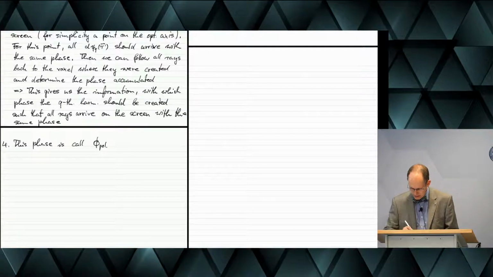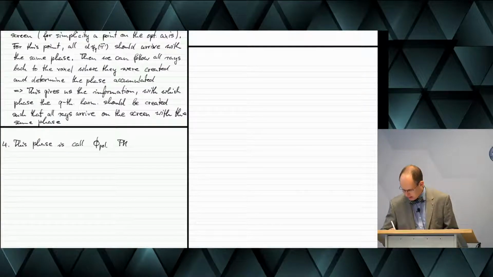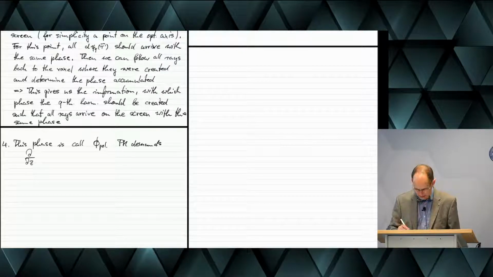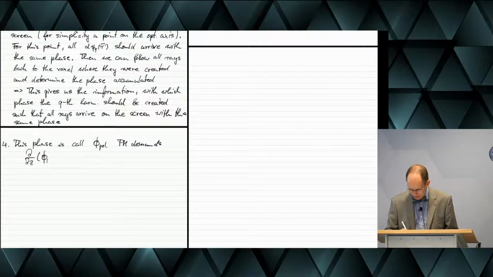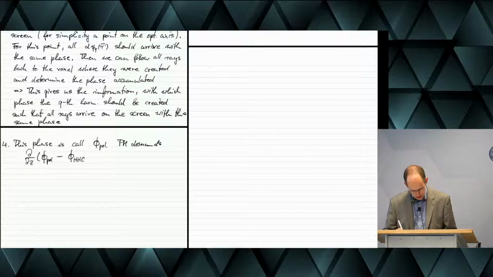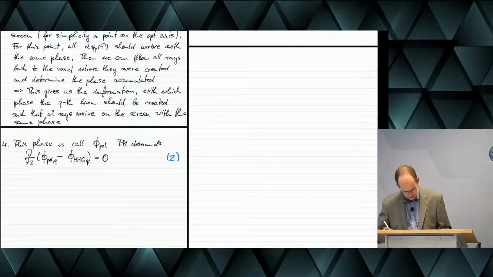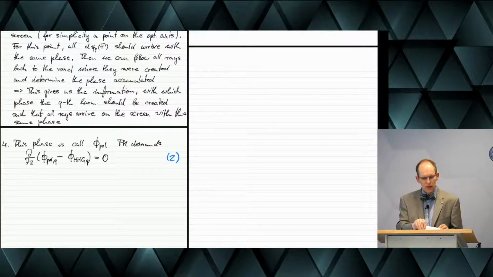And phase matching demands simply that the derivative, and if we look just on the optical axis, then it's just the derivative with respect to z of phi polarization minus phi high harmonic generation, for the qth harmonic I could add, but sometimes I just leave that out. So this is the condition.